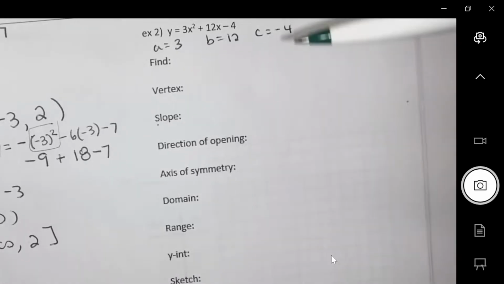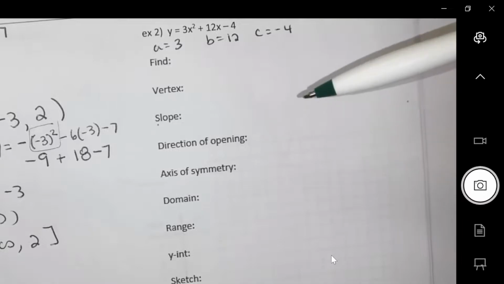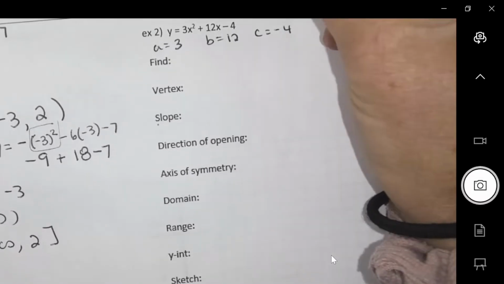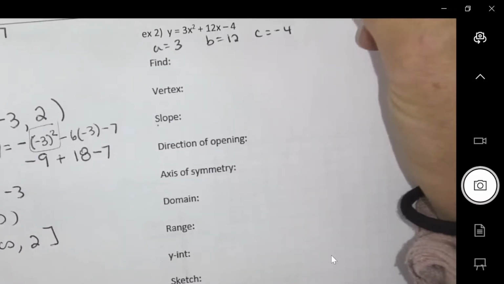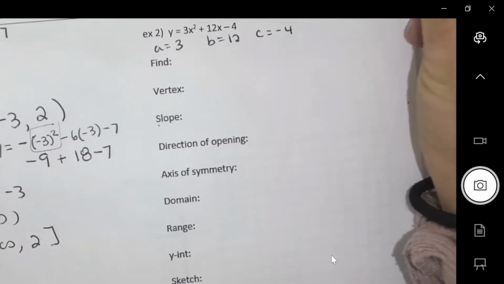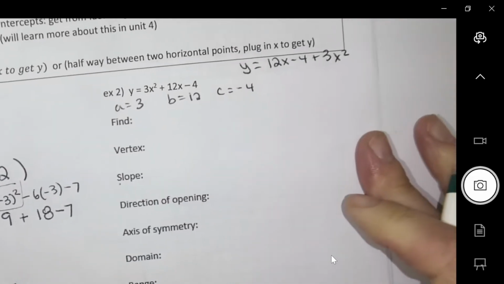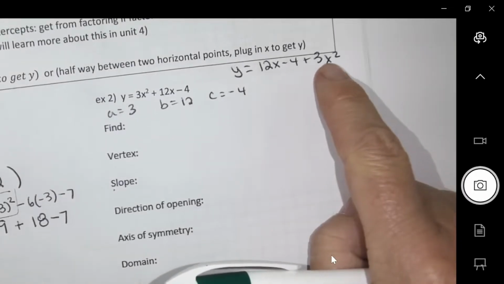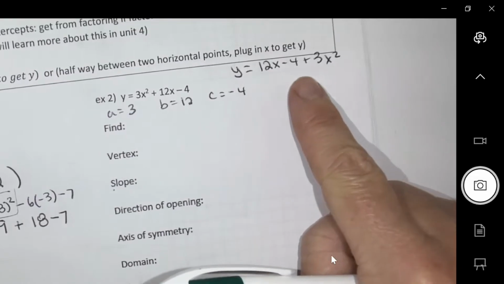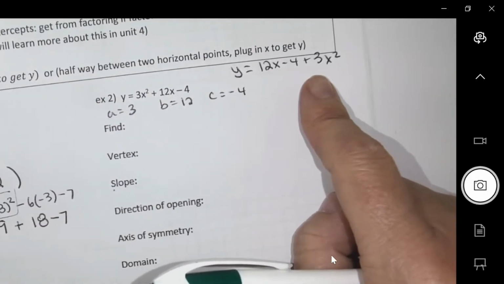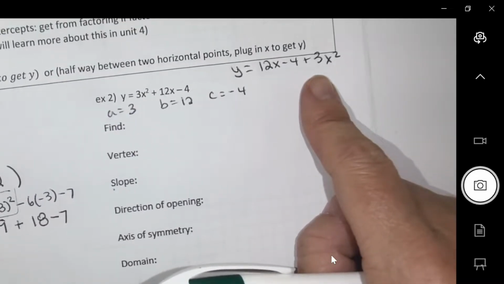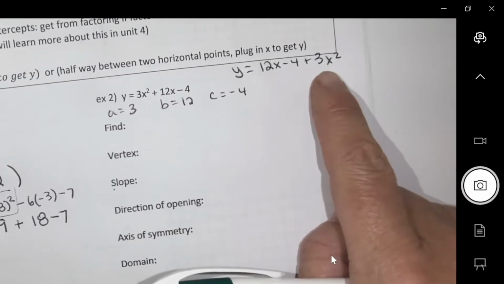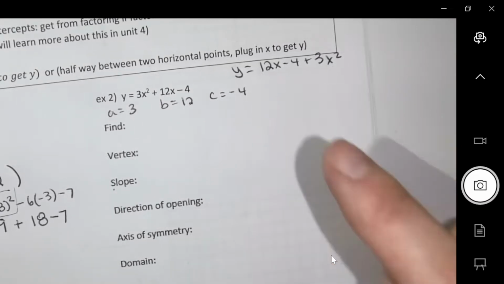I don't know where you're gonna run into this. Eventually you are gonna run into this, but what if I wrote something like this? Do you understand that A is still 3? It's not necessarily the order, like what's first, second, and third. A is the answer to how many x squareds you have. Okay? That makes so much sense.